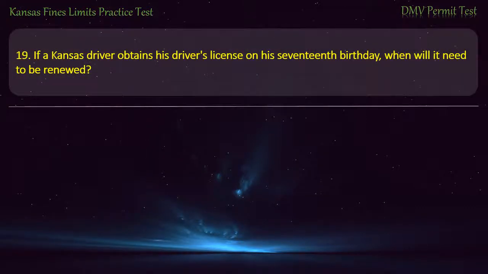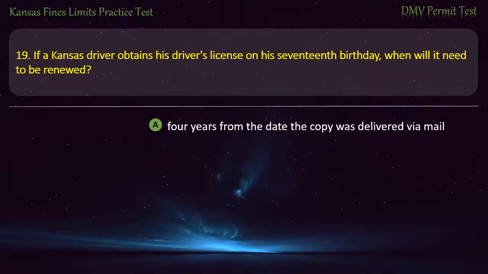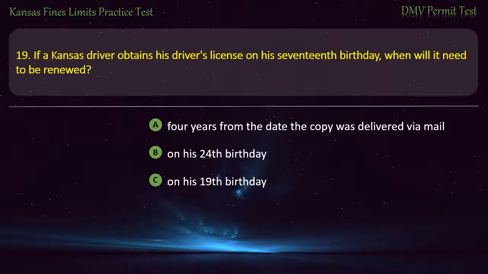Question 19. If a Kansas driver obtains his driver's license on his 17th birthday, when will it need to be renewed? 4 years from the date the copy was delivered via mail. On his 24th birthday. On his 19th birthday. On his 21st birthday. Answer. On his 21st birthday.